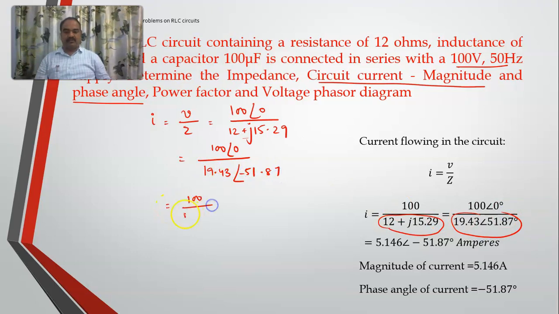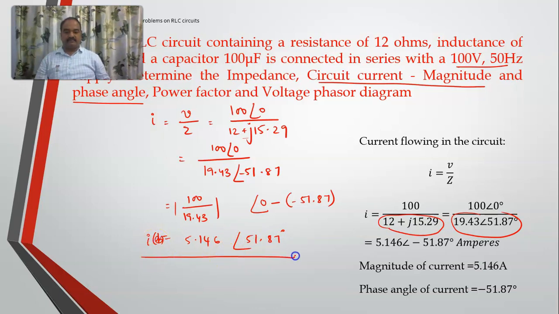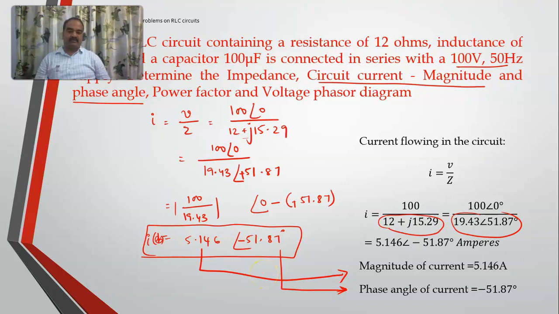Now the magnitudes are to be divided and the angle is 0 minus 51.87. This division gives me 5.146 and the angle is 51.87, because this is my I. So this is the magnitude 5.146 and this is my angle. Sorry, I think it is plus here, and here I'll be getting a minus. So a small correction here. This is my current magnitude and also the phase angle.